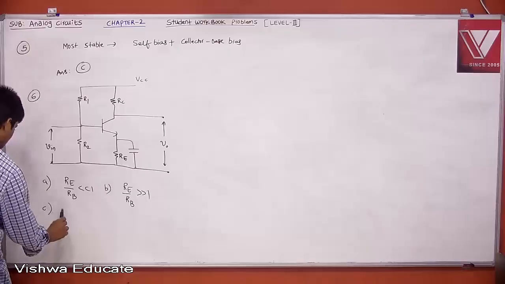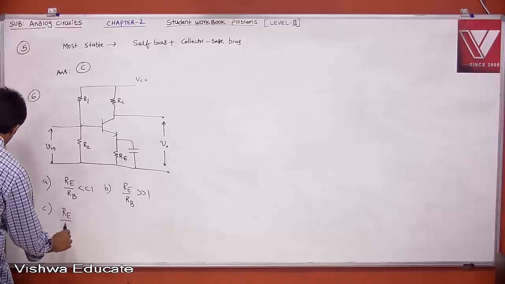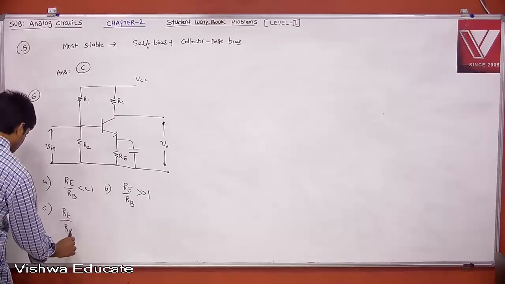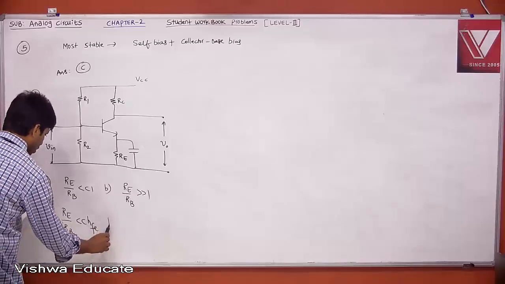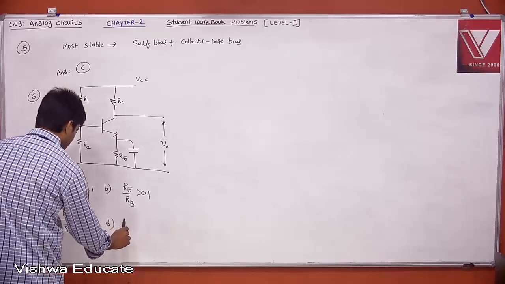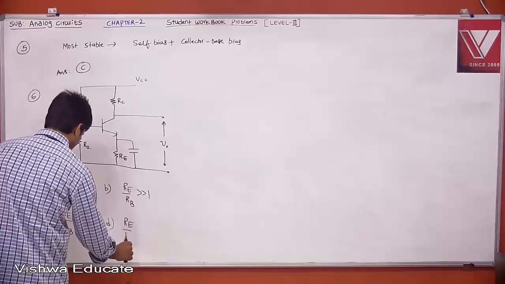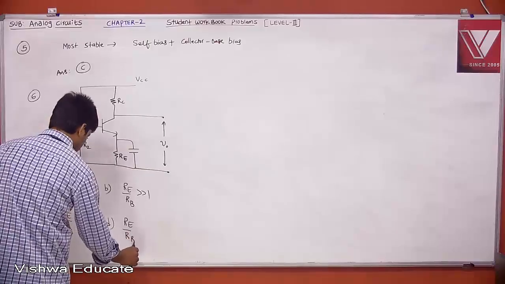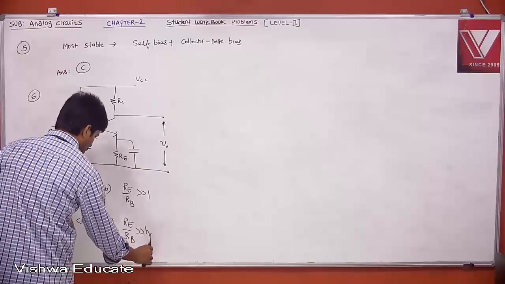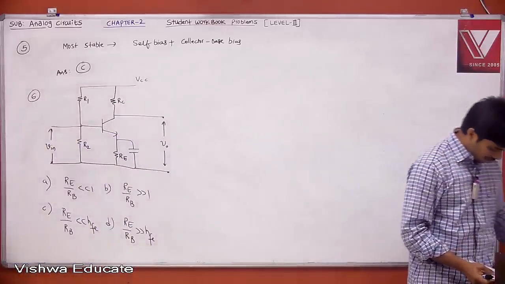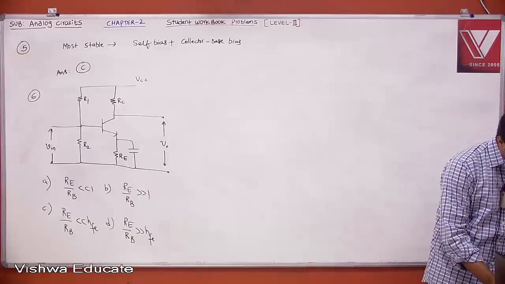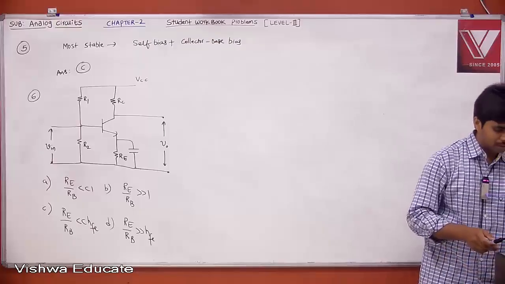Option C, RE divided by RB very much less than HFE. Option D, RE by RB should be greater than HFE. Doesn't matter. Now here it is asking for stabilized biasing. Okay, fine.